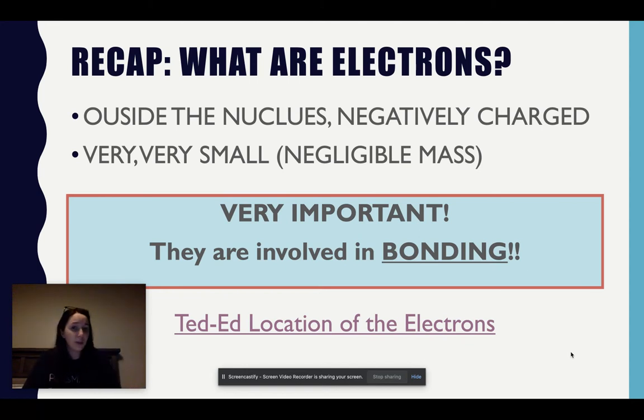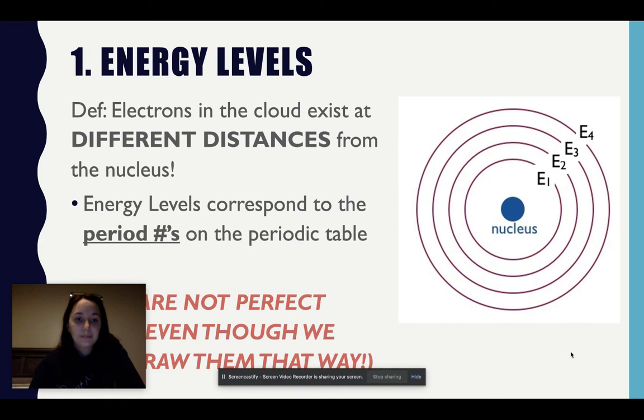Now, electrons are really important in something that we call bonding. Bonding is very important, and we'll cover that more in our next unit, but it's important that you know when we bond two elements, like my water, H2O, the bonding is happening in the electrons. And then I have a video about it.